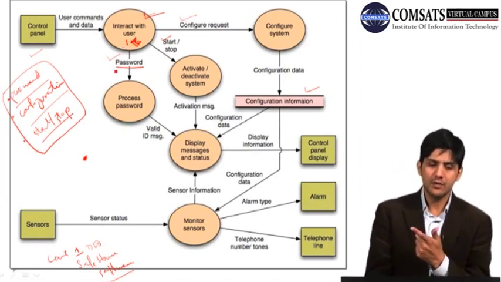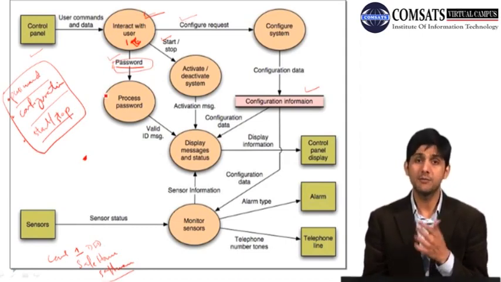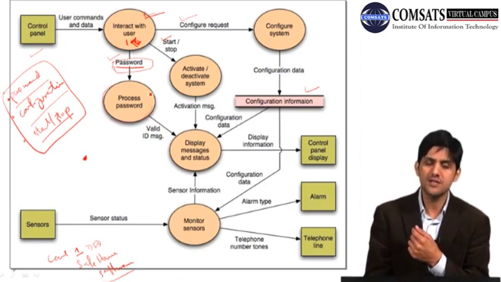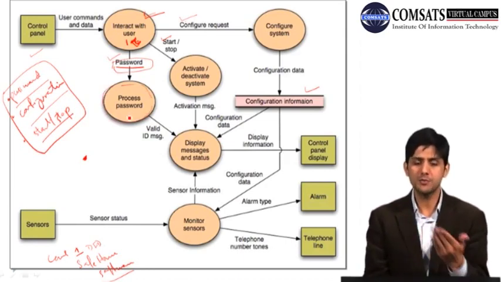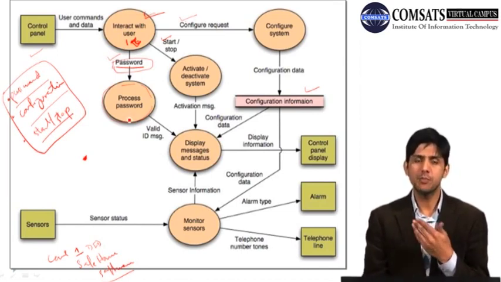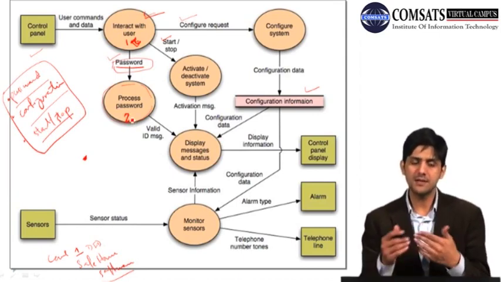So we know that, because there's a password floating around, we need a process to ensure whether the supplied password is correct or not. So we need another process, and we name it process password, which is just ensuring that the entered PIN number or password is correct or not. So we say there is another process which is processing the password.